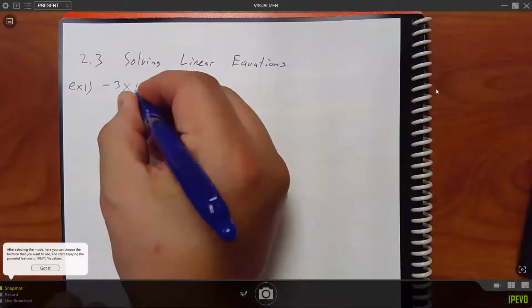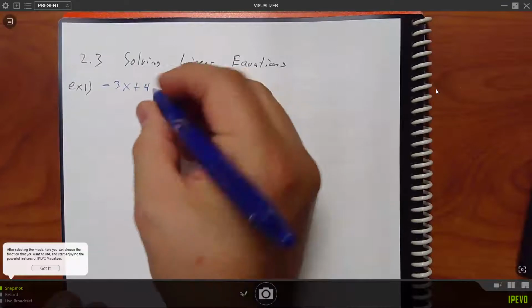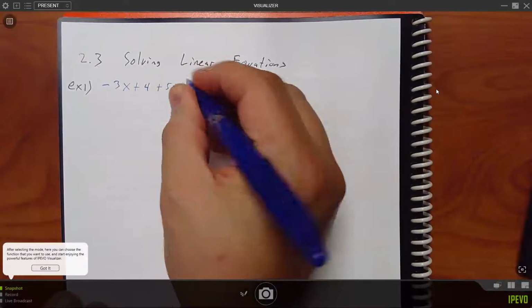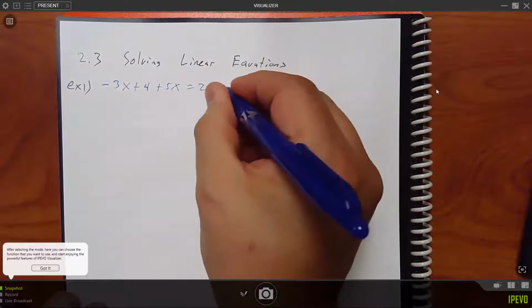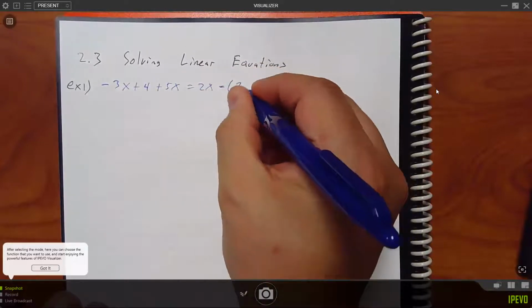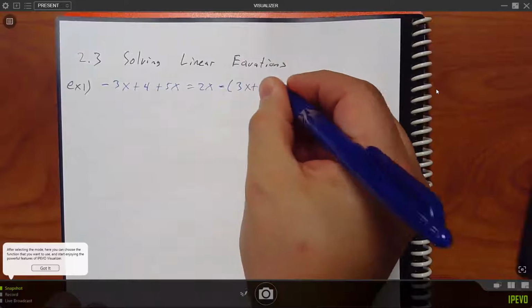Negative 3x plus 4 plus 5x is equal to 2x minus 3x plus 8.